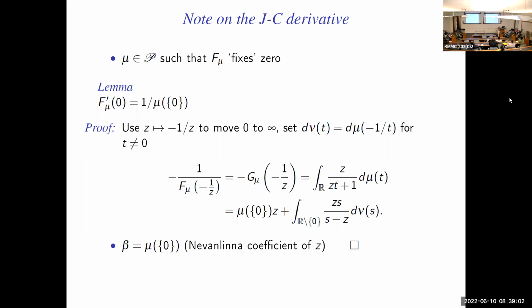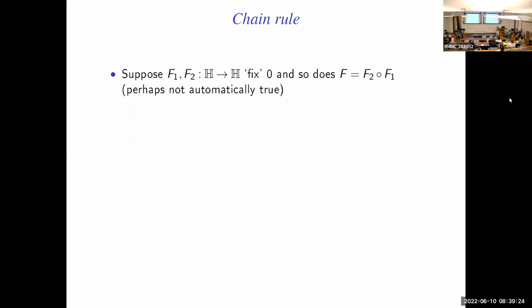And there's a second property of the Julia-Carathéodory derivative, which is something that we use all the time in calculus: the chain rule. Is there a chain rule for the Julia-Carathéodory derivative? Turns out there is. I don't think anybody ever writes it down, but it's possible to write a chain rule for it.